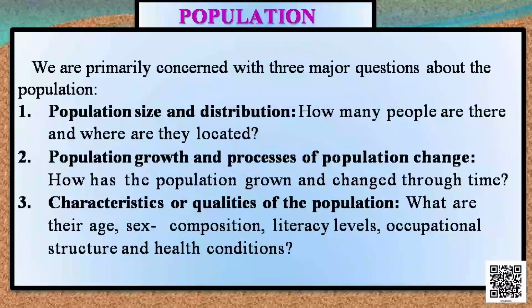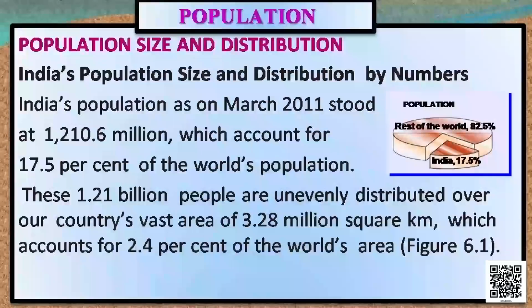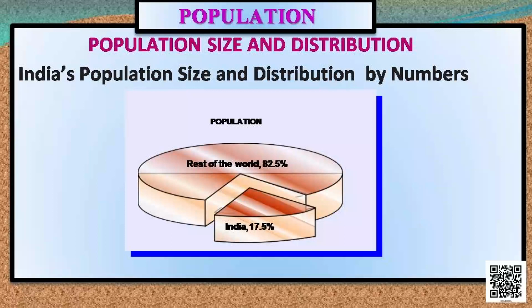Let us now discuss the three aspects concerned with the population. Do you know what the three aspects are? They are population size and distribution, population growth and processes of population change, and characteristics or qualities of the population. Let us discuss India's population size and distribution by numbers. As you all know, children, India's population as of March 2011 stood at 1210.6 million. That accounts for about 17.5% of the world's population.